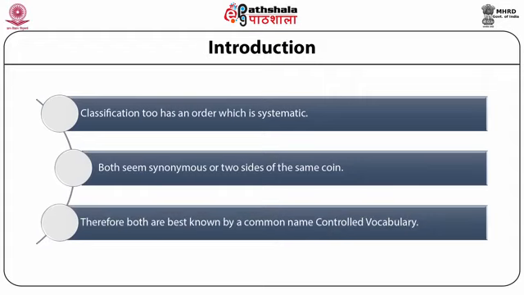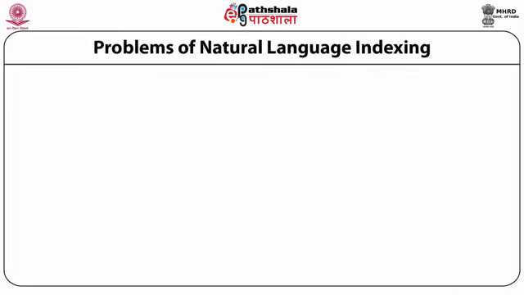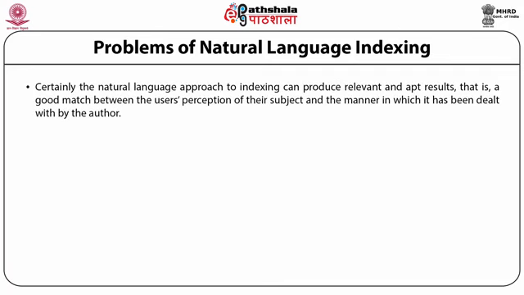Therefore, both are best known by a common name, vocabulary control, for knowledge organization. Effective indexing will always involve controlled vocabulary. Natural language indexing has its problems. Certainly, the natural language approach to indexing can produce relevant and apt results, that is, a good match between the user's perception of their subject and the manner in which it has been dealt with by the author.